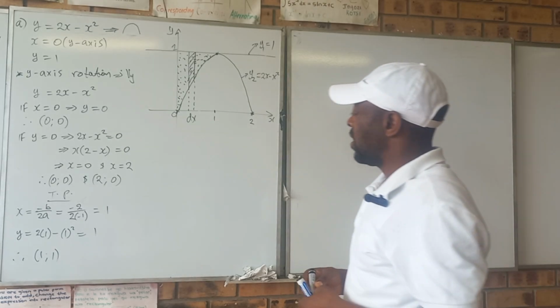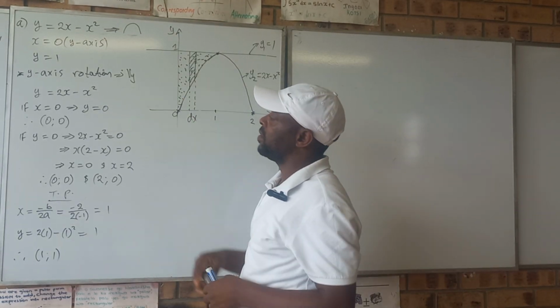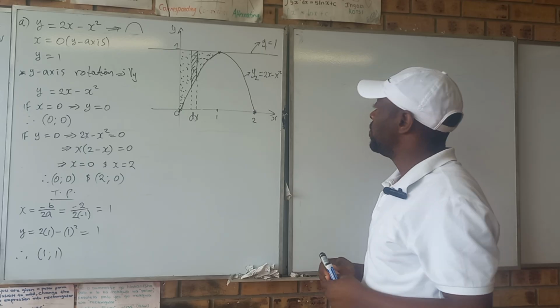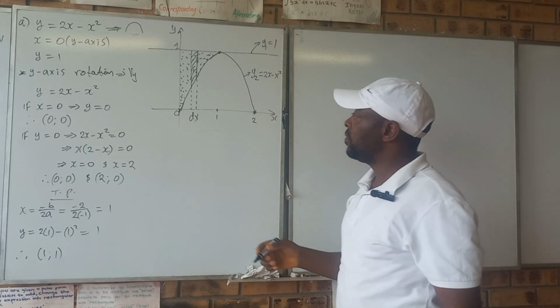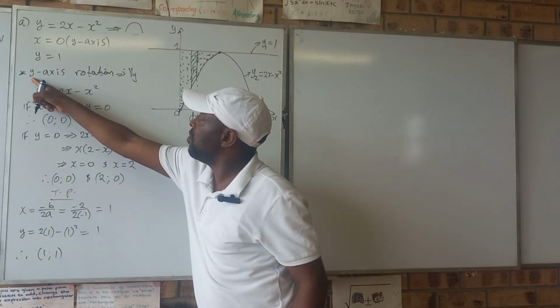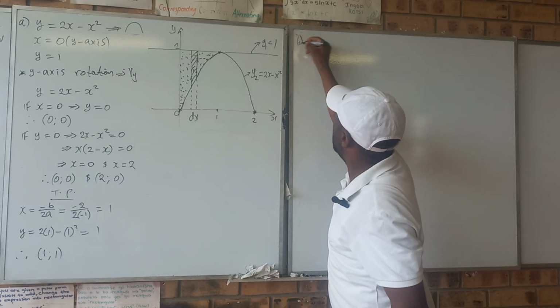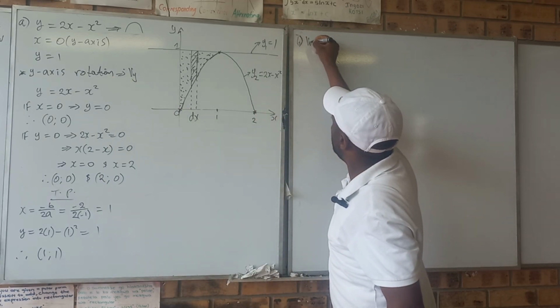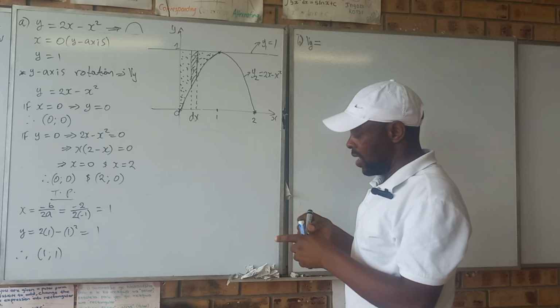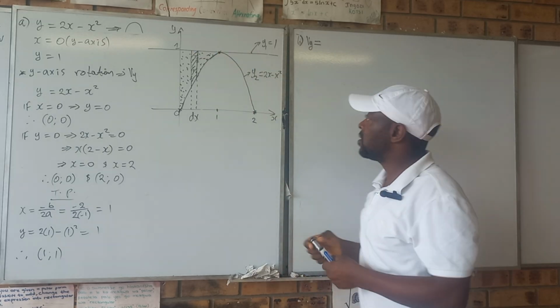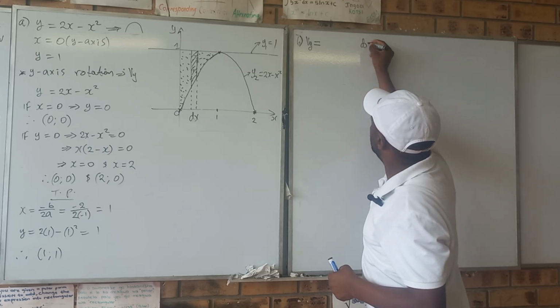Okay, so we are done with the A part. The B part requires us to calculate the volume. If I'm calculating the volume, I have to start by checking my rotation. It's y-axis rotation. So that tells me that my volume must start with Vy. Then how does it end? I look at my strip. If my strip touches the x-axis, then my volume must end with dx.